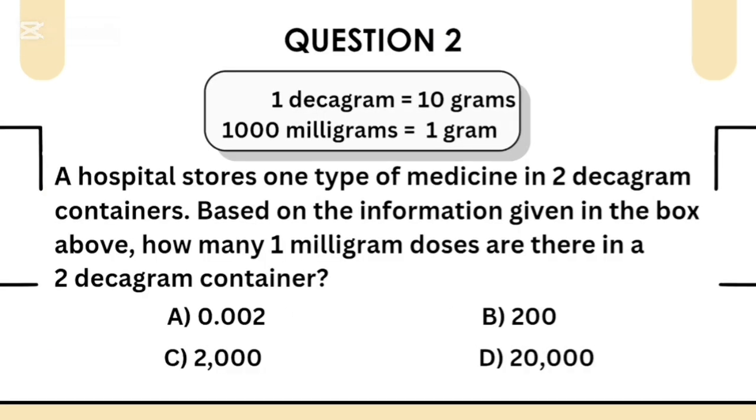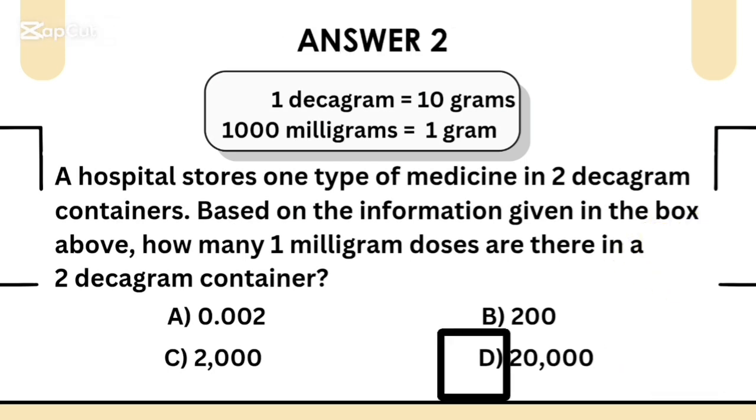A hospital stores one type of medicine in decagram containers. Based on the information given in the box above, how many 1 milligram doses are there in a 2 decagram container? Pause for a moment and consider your response. The correct answer is option D.